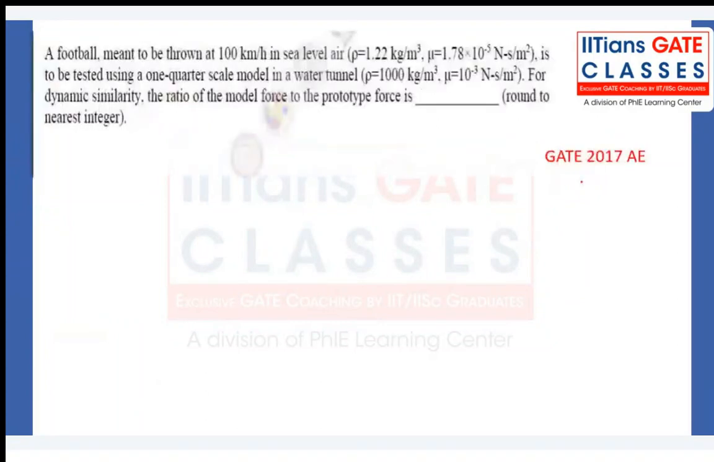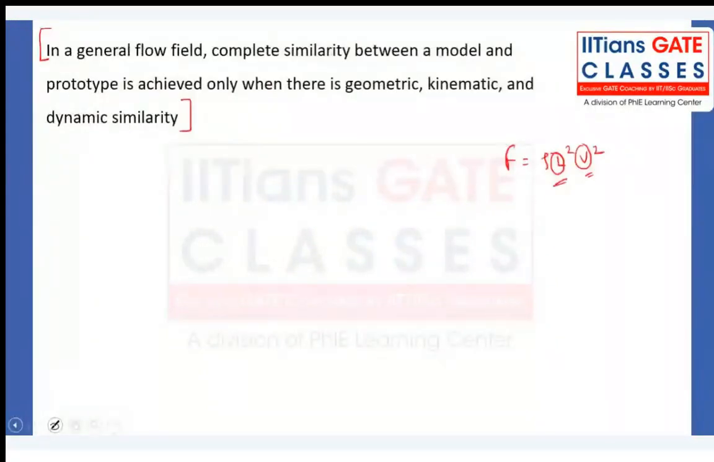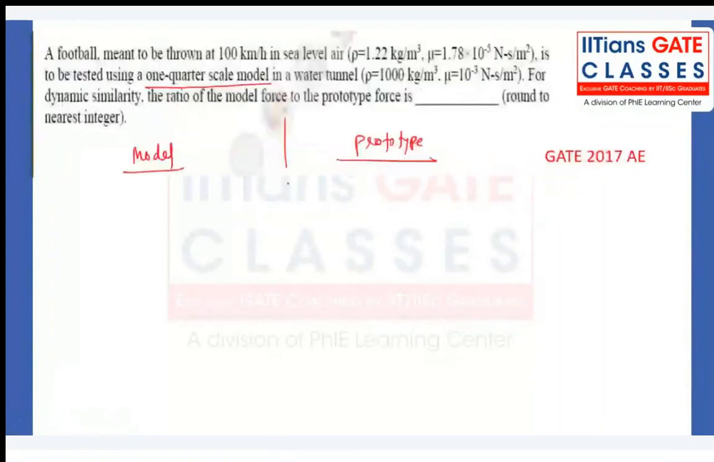A football meant to be thrown at 100 km per hour in sea level air is to be tested using a 1/4 scale model in a wind tunnel. That means there is a model and a prototype. The model is being tested in a wind tunnel. So rho of model is 1000. Mu of model is 10 power minus 3.